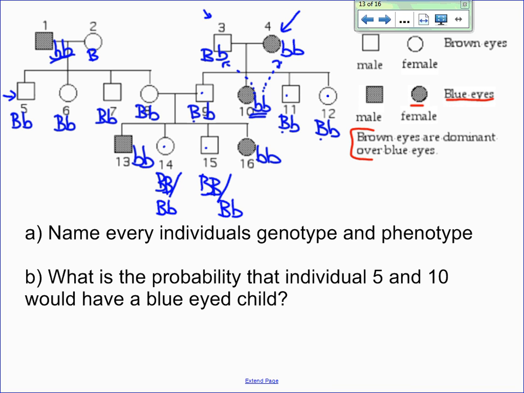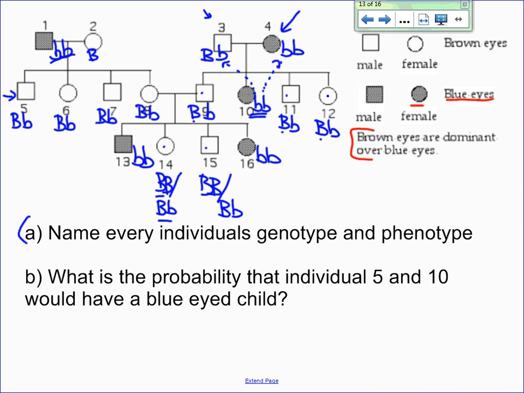How could we figure it out? Well, we need to see what their kids look like. We would need to see if they have any kids who have blue eyes, because that would let us know that they're big B little b. Or if they mate with somebody with blue eyes and none of their kids have blue eyes, we would know that they would be big B big B. We wouldn't know that without some more data.